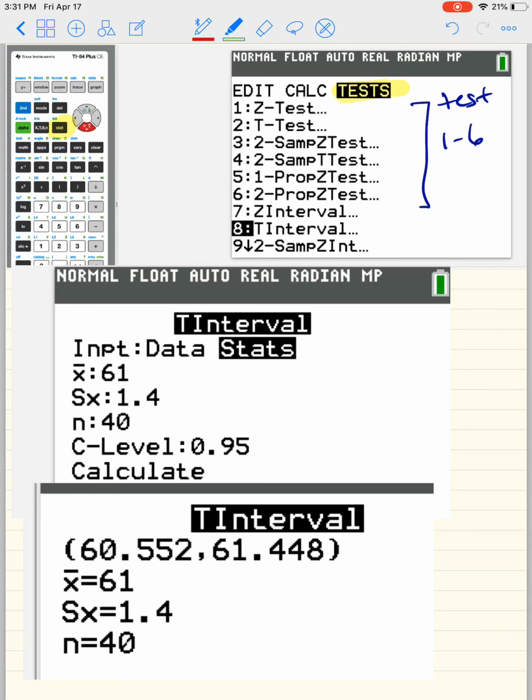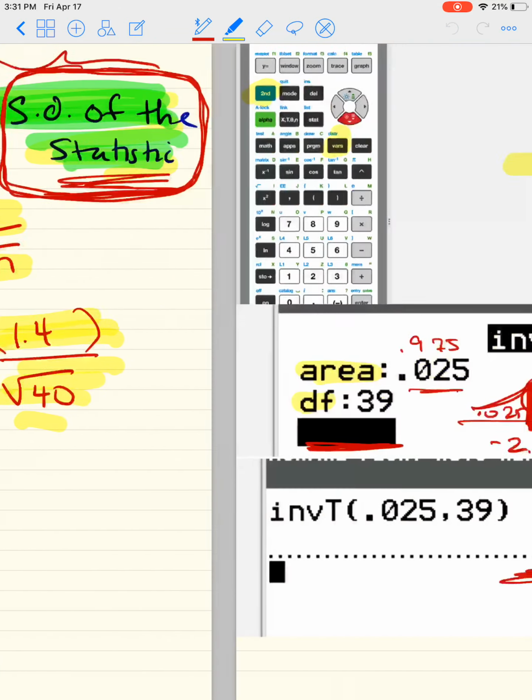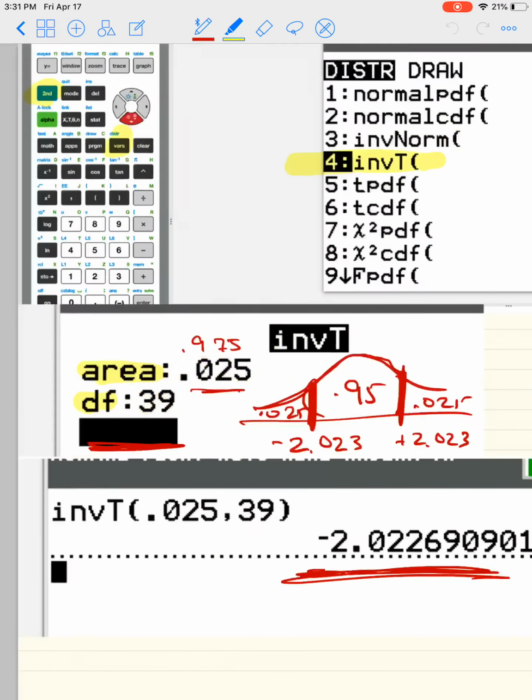You go over to test. Remind yourself that the first 6 are always for hypothesis tests. After that come the intervals. It's going to be a T interval. You put 61, 1.4, and 40 is your n, and then 0.95. You press enter and you get this number here. That's still in your second step, so you should put the interval, 60.552 and so on, on this page.